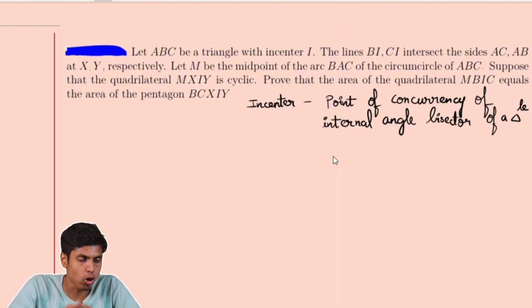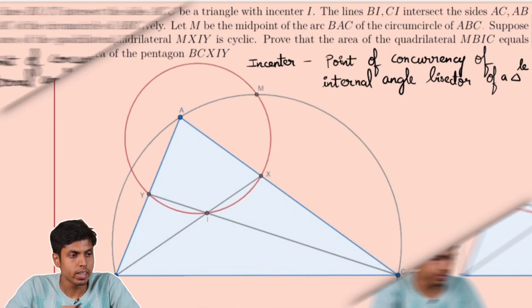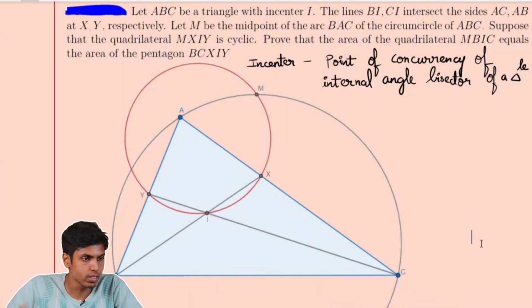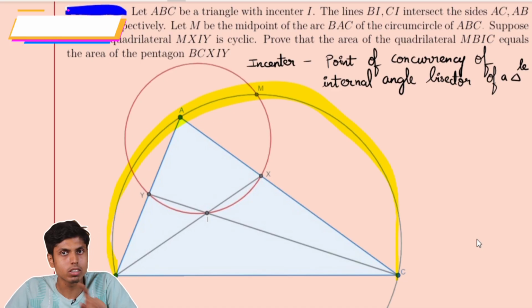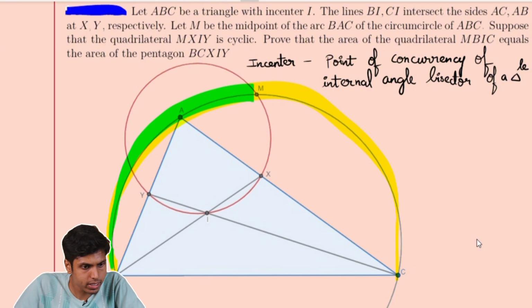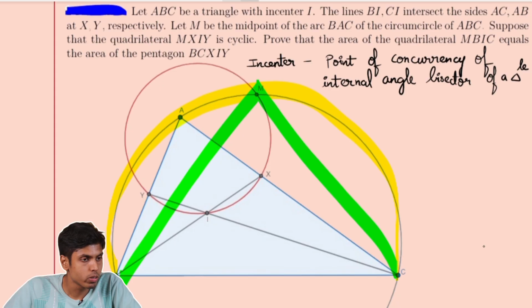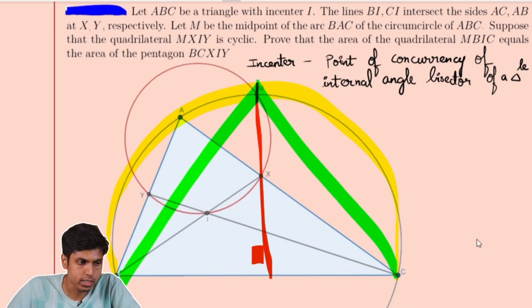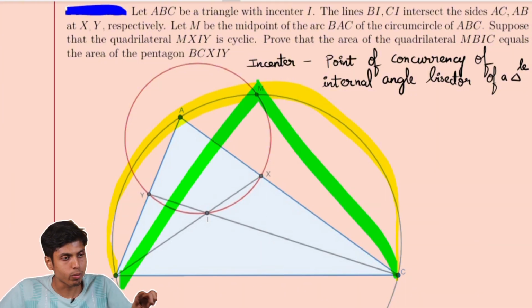And BI and CI intersect opposite sides at 2 points, and M is the midpoint of the arc BAC of the circumcircle of the triangle. Let's look into its diagram. Here is the diagram, and as you could see, the point M is the midpoint of the arc BAC of the circumcircle of the triangle. That just means the point M such that arc BM equals arc CM. Equivalently, the chord BM equals the chord CM. So, of course, this point M would lie on the perpendicular bisector of BC. Alright, we will not necessarily need that, but we will need the property BM equals CM.